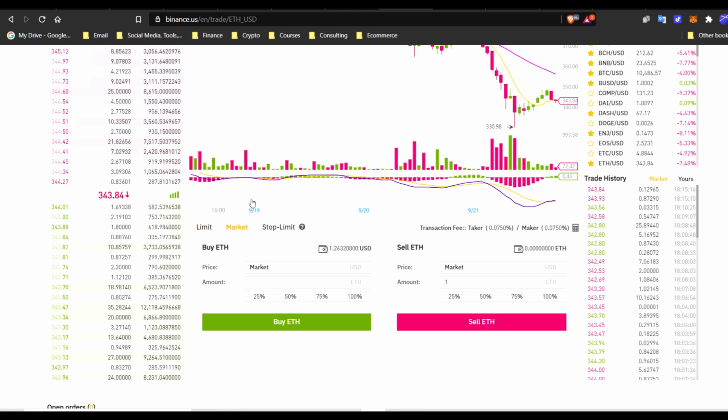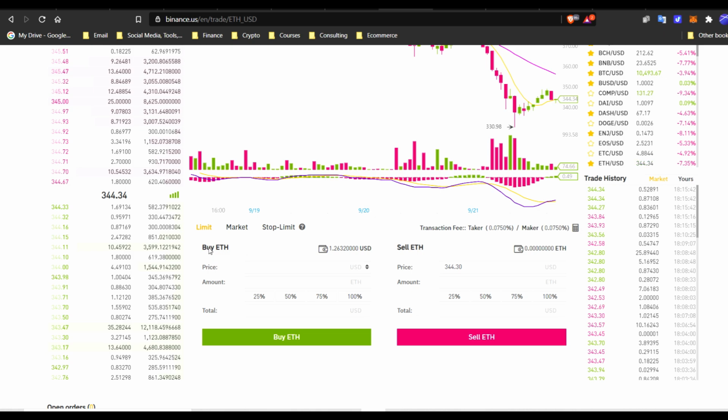So now I want to talk about limit orders. This is something that I use as a trader a lot more than market buys or market orders. So we're going to click the limit tab up here. And now we see we can still buy ETH on the left and sell ETH on the right. The cool thing about this is we can actually just set a price, and if Ethereum touches that price, we will buy or sell it.